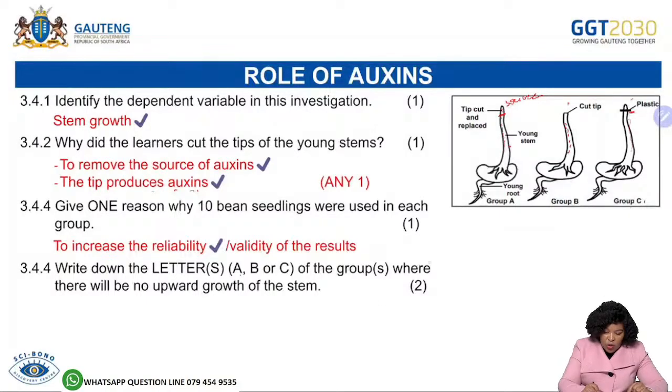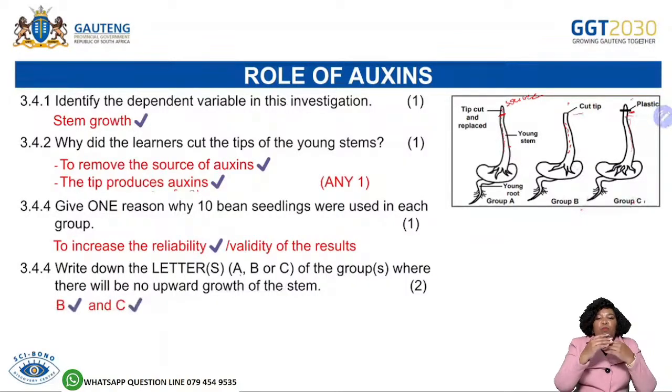So in which one of these will there be no upward growth? In B, we said there is no upward growth, and also in C. Why? Because in B there is no source. In C, the source is blocked. So there is no way that the stems are going to grow upwards, because in order for them to grow upwards, what do you need? You need the source of auxins, which is the tip in this case, to do what?